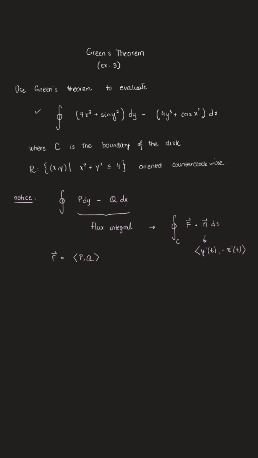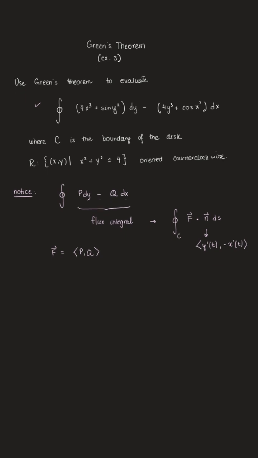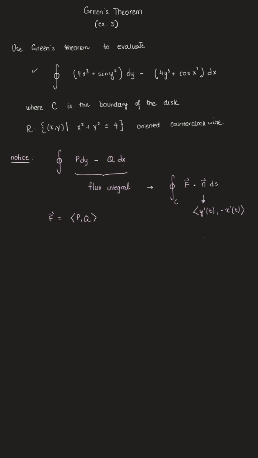So first thing to notice is we have a closed curve. We're dealing with a flux integral. And we want to use Green's theorem to find the flux of the vector field over our curve, where the curve is the boundary of a disk. So great, let's get started. I'm going to go ahead and sketch our disk, so we can talk a little bit about orientation and our region and just make more sense of Green's theorem.